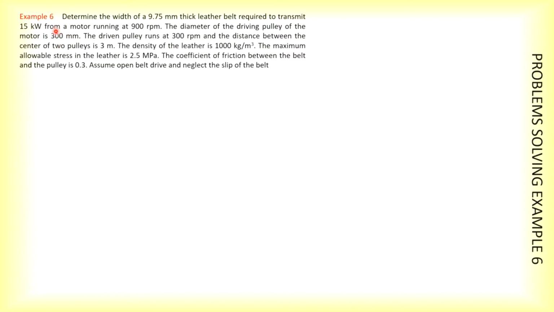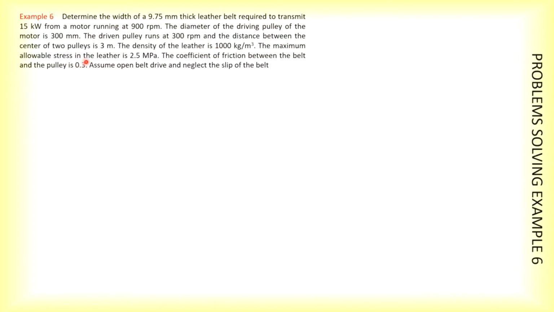So that means this pulley should be smaller, because as you compare, this speed is higher and this speed is lower. The one with the higher speed, usually the diameter of the pulley should be smaller. The one with the lower speed, the diameter should be larger. But in this question, they did not give us the diameter of the larger pulley. They have given us the distance between the centers of the pulleys, which is 3 meters. Now the density of the leather is 1000 kg per cubic meter.